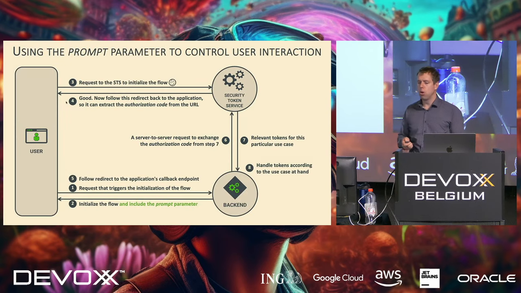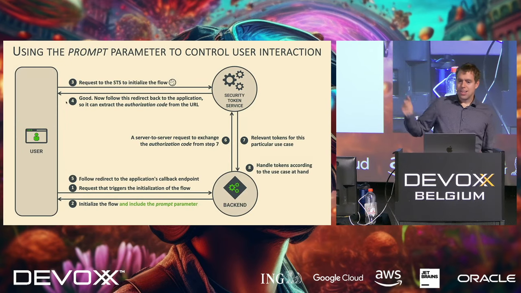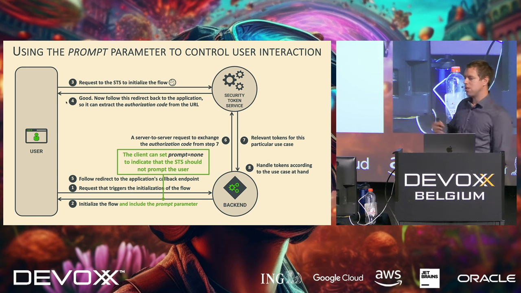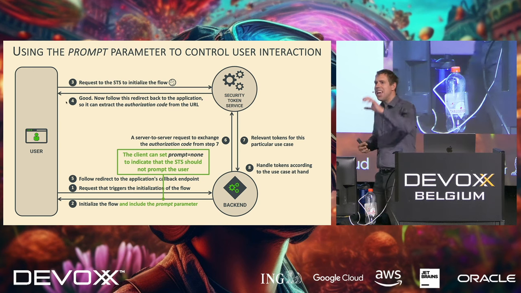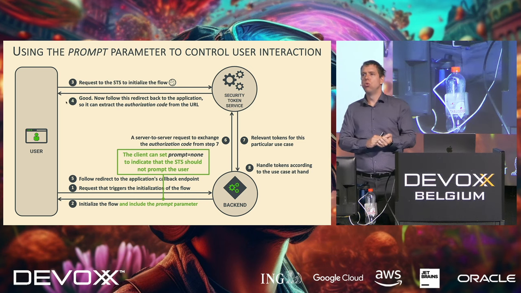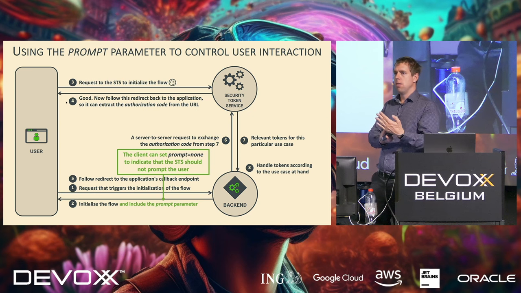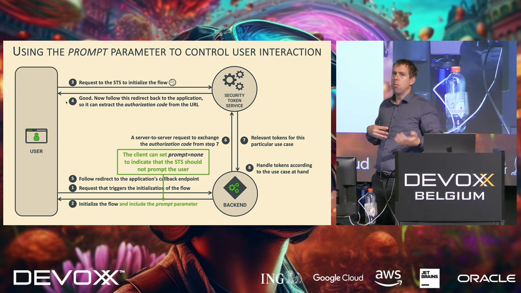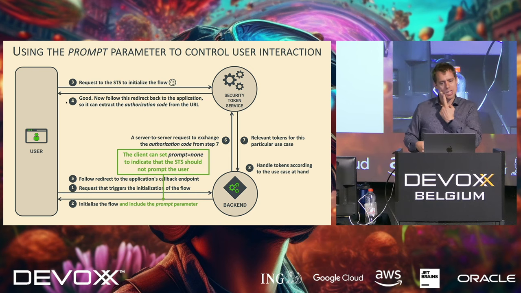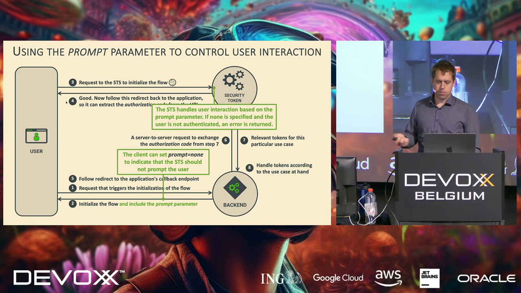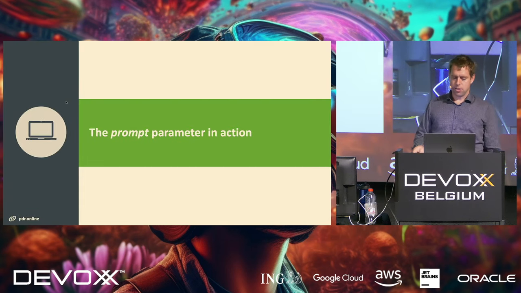The prompt parameter fits into the flow in step 2. The clients can here set prompt, for example, to none. That's a request parameter, because obviously OAuth likes request parameters. That's how you signal the STS, hey, I want to set prompt to none, meaning that even if there is no active session, do not show a login dialog. If there's a session, give me a code. If there's no session, just give me an error message so I know about that and I can deal with that myself. The STS handles that based on the parameter. And I can show you what the effect of this is.